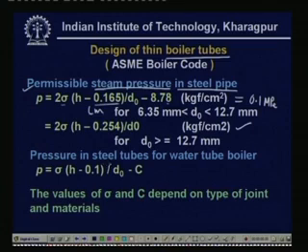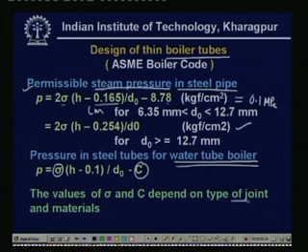Now, when we have pressure in steel tubes for water tube boiler, then we have this formula, that is P is sigma H minus 0.1 divided by D0 minus C. Now, here we see that this sigma and C, these are constants, and they depend upon different types of joints and materials. As I said, the tubes may be steel or of cast or of wrought iron, and of wrought iron there may be the welded joints or the continuous seamless tube.